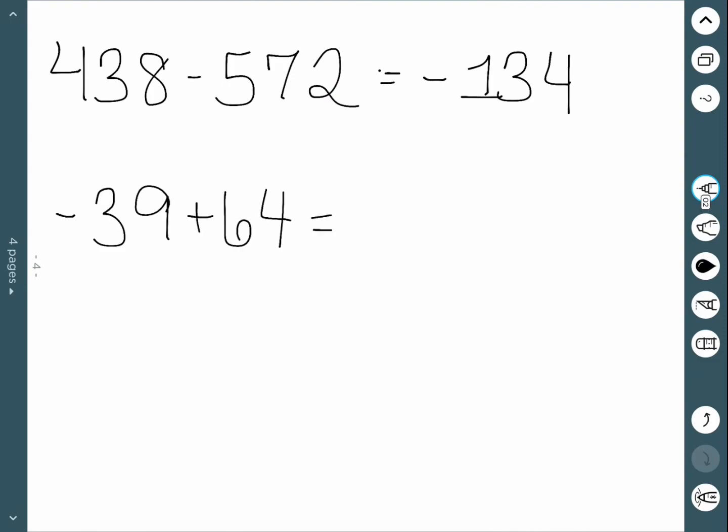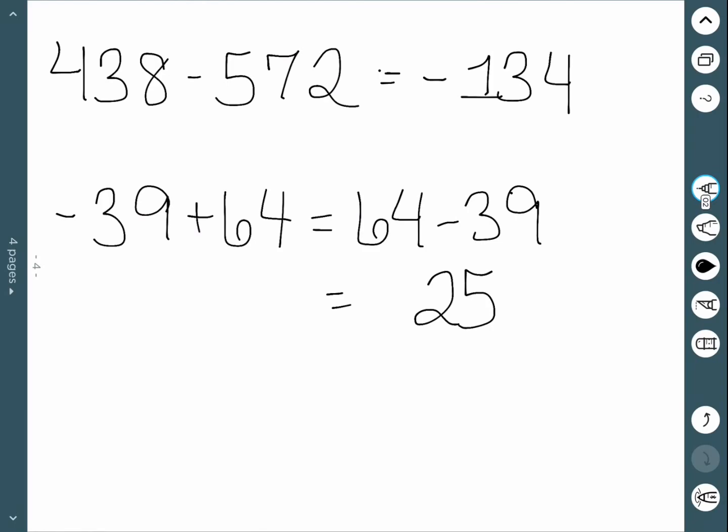Another one, negative 39 plus 64. As long as we have one positive and one negative, all we're doing is subtracting. This can also be written as 64 minus 39. So just because the negative number comes first doesn't really change anything. We know that 64 minus 39 is 25. And since 64 is bigger than 39, our answer is positive.